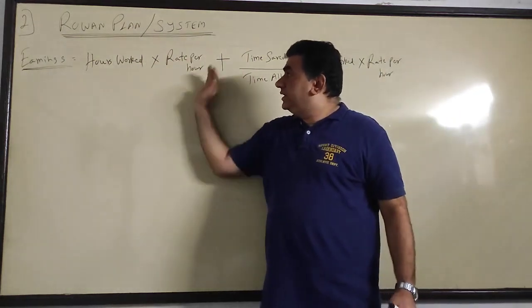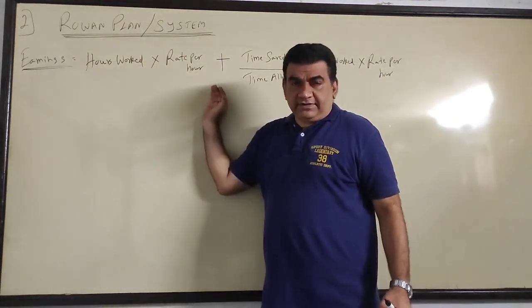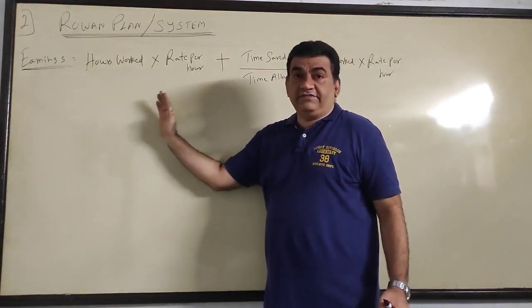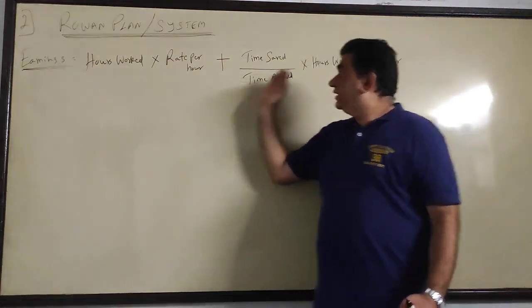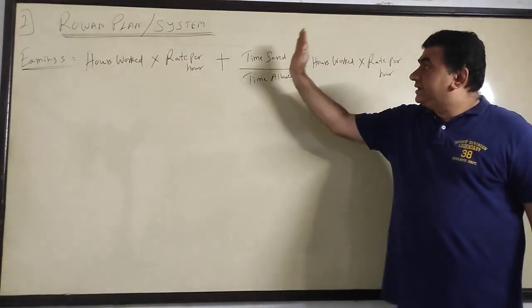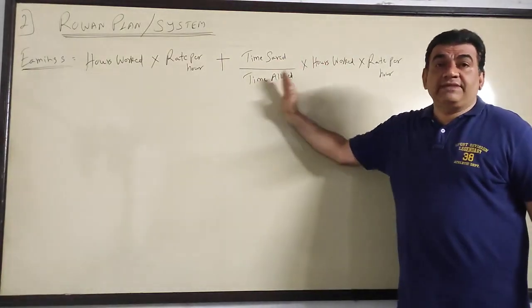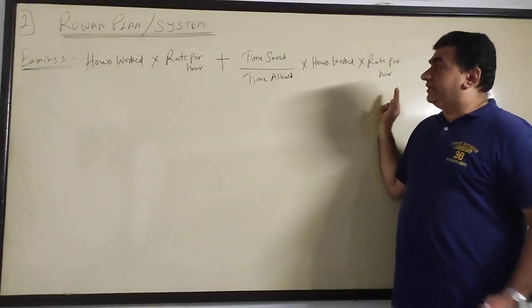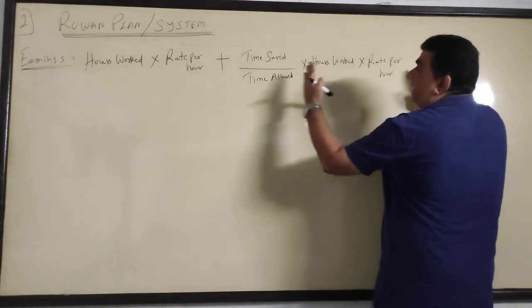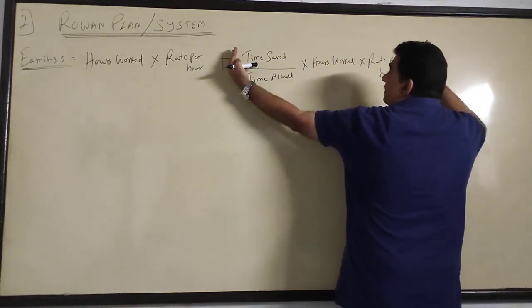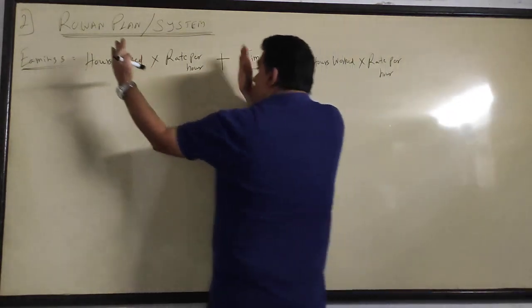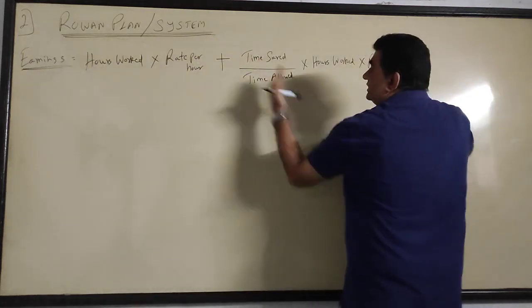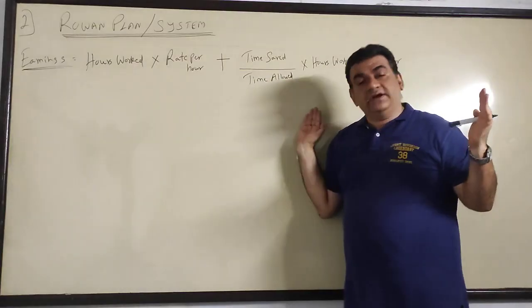Hours worked into the rate per hour, which is normal, plus time saved upon time allowed into hours worked into rate per hour. So see, this is normal, but this is the entire bonus part. So normal earning plus the bonus, that will give you the total earning.